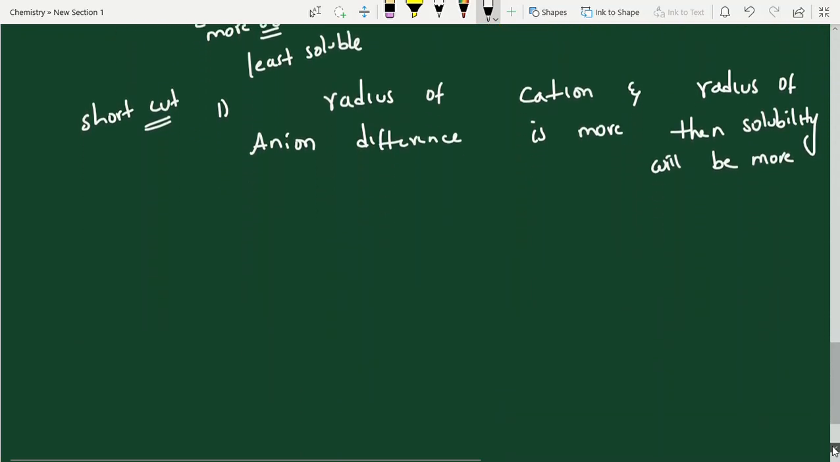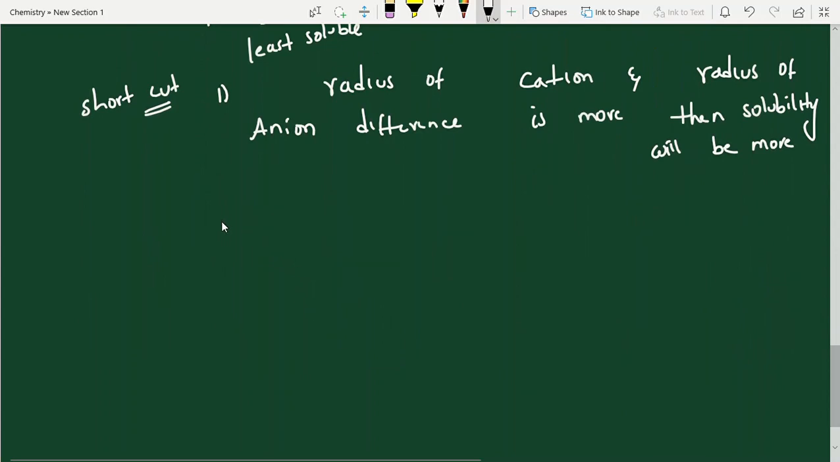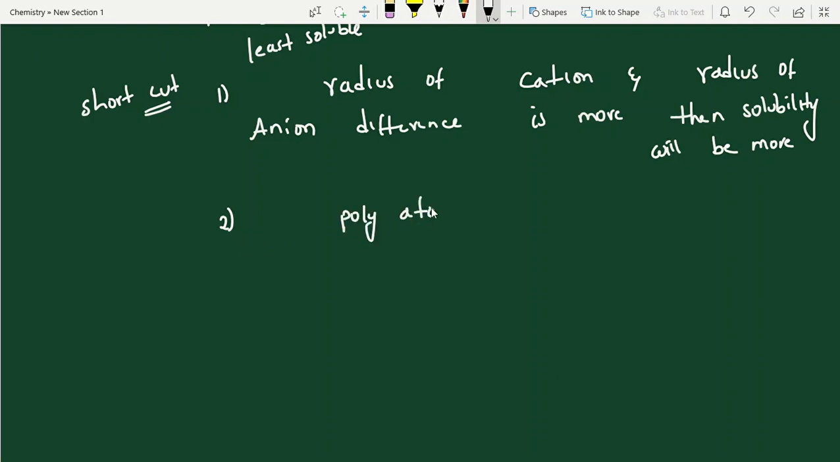Okay. First let me complete the next shortcut also. You people know sizes and all. As we move down the group, size always decreases. Sometimes they will give polyatomic anions. Polyatomic anions means like carbonate, sulfate, nitrate. Poly is nothing but more than two atoms.